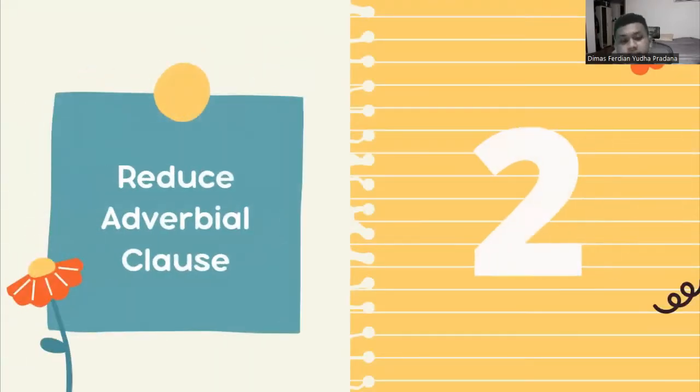Now, let's continue our materials. The second type of reduced clause is reduced adverb clause. What's the meaning of reduced adverb clause? Reduced adverb clause is an adverb clause that has been shortened to a phrase, usually by omitting its subject and a form of be. In conventional usage, an adverb clause can be reduced to a phrase only when the subject of the adverb clause is the same as the subject of the independent clause.